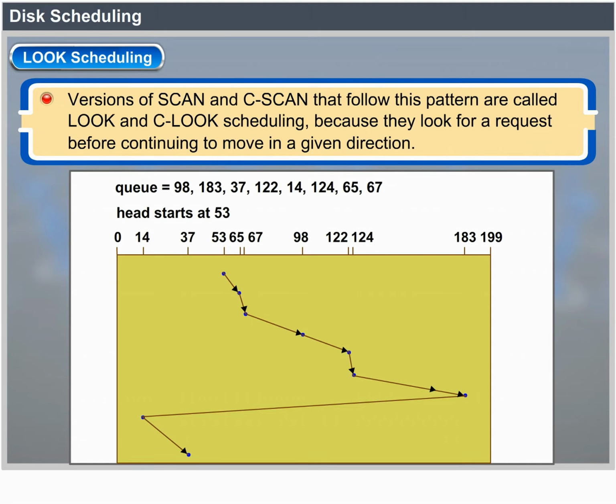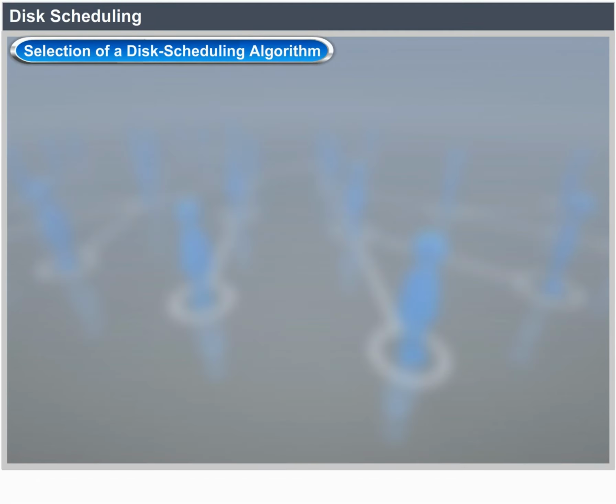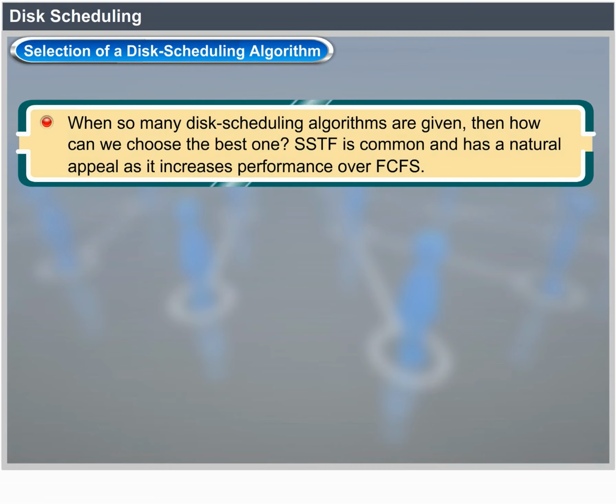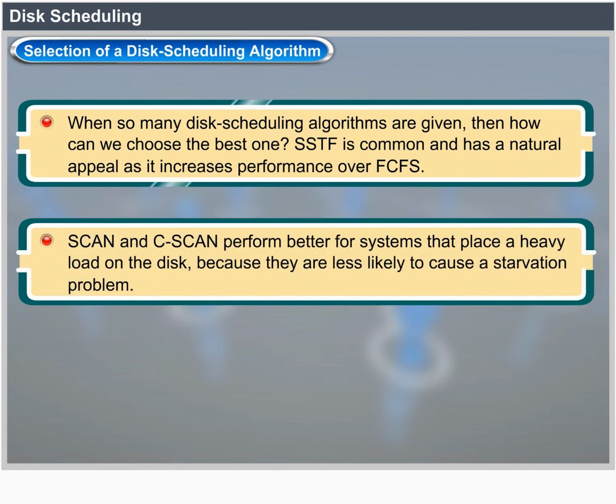Selection of a disk scheduling algorithm. Given so many disk scheduling algorithms, how do we choose the best one? SSTF is common and has a natural appeal because it increases performance over FCFS. Scan and C-scan perform better for systems that place a heavy load on the disk because they are less likely to cause a starvation problem.